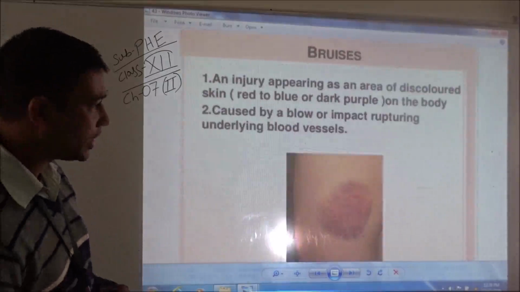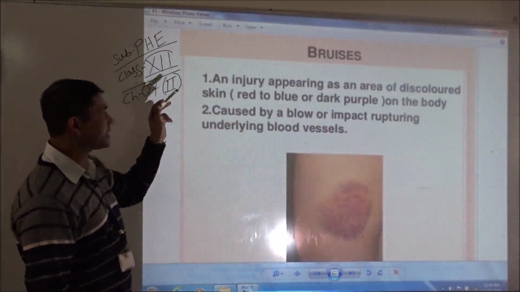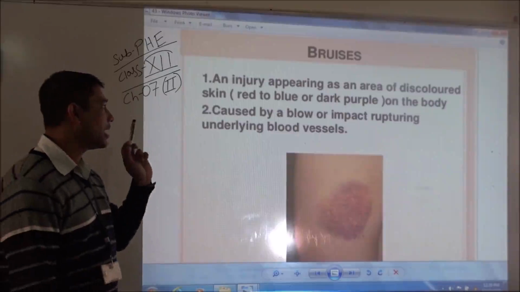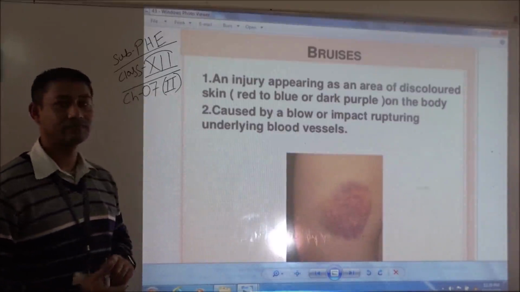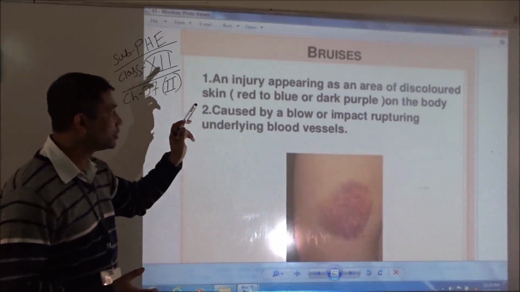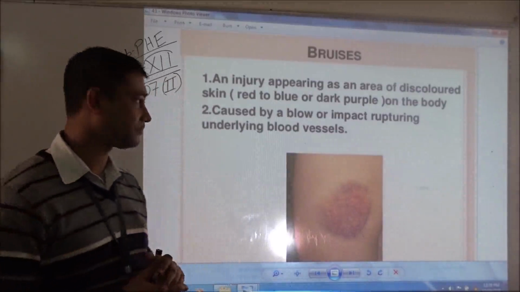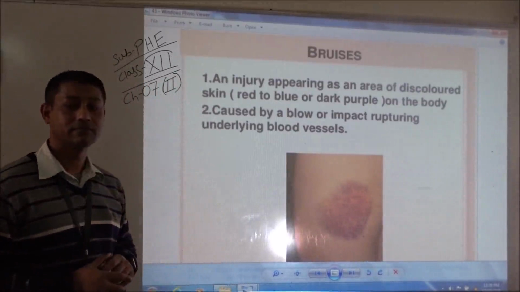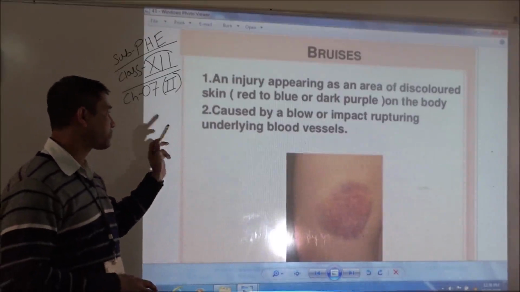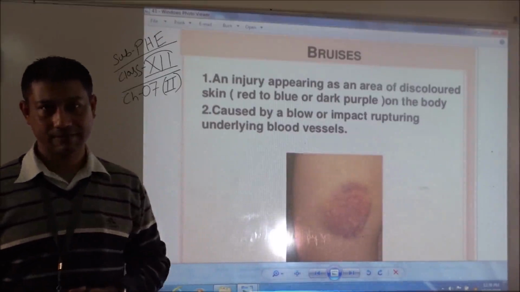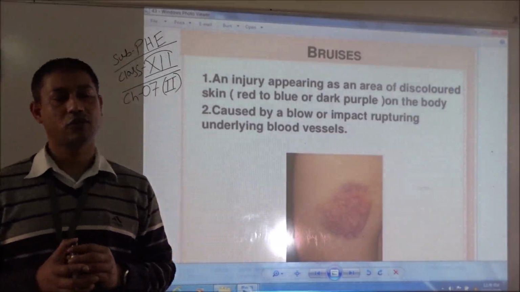Moving ahead, next is bruises. It is an injury appearing as an area of discolored skin. Red, blue, dark purple sort of color appears on the body. Now it is caused by a blow or impact rupturing underlying blood vessels. It is very much similar to contusion sort of soft tissue injuries.